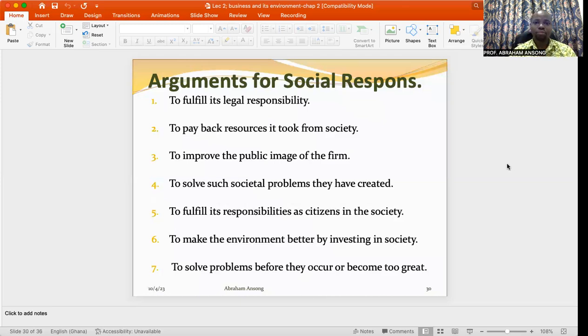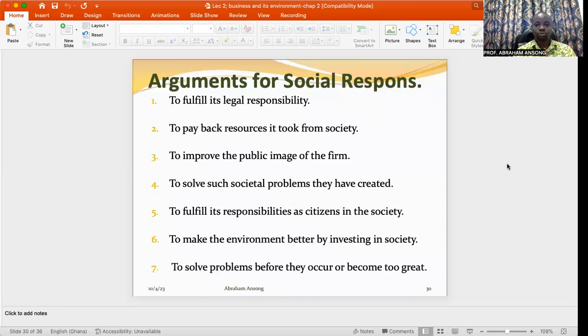Be it the raw materials, be it the people, be it the financial resources that you obtain, all of that is coming from society, and you must pay back to society. To improve the public image of the firm, that is under arguments for social responsibility. And because of this particular point, even companies skip the various stages of corporate social responsibility and want to be seen to be responsible in terms of the philanthropic stage of CSR.